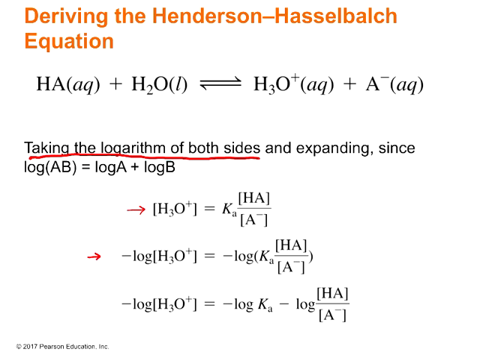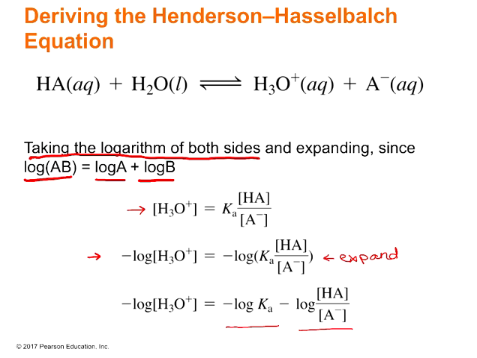And remember that if you have a logarithm of two items that are multiplied by each other, we can actually expand that, and we can say that we have the log of our first item plus the log of our second item. So on the right-hand side, we're going to expand this logarithm expression, and we end up with the negative log of Ka minus the log of the concentration of acid over the concentration of base.